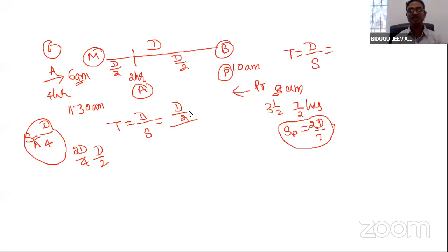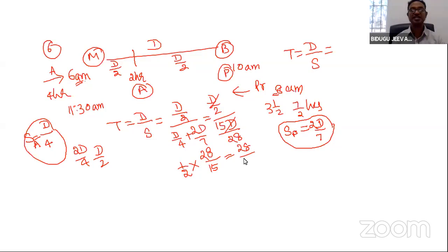Speed. I said clearly, when the people are coming in opposite directions, add the speeds. One is d/4 plus 2d/7. So it is equal to d/2 by the LCM of 28, 4, 7. It is 7d plus 8d, that is 15d, right? d gets cancelled. 1/2 into 28/15. Now 28/30 is the time taken. This is in hours. So what is the time given exactly? Hours into 60, converting into minutes, 56 minutes.